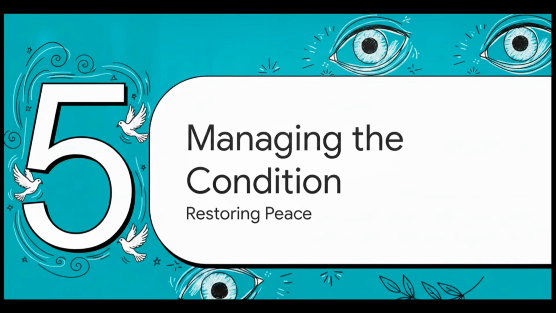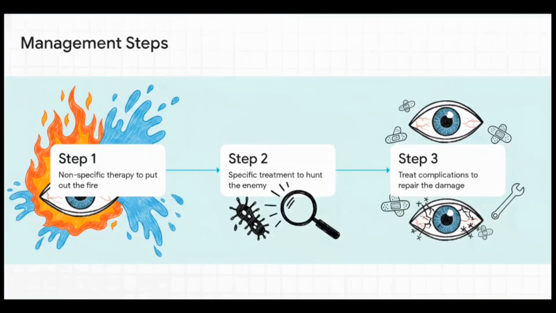Finally, part 5, managing the condition and restoring peace to the uvea. So having understood the pathology, how do we actually restore peace to the eye? Well, we follow a very clear 3-step clinical protocol. Step 1, non-specific therapy. You have to put out the raging fire first, regardless of what started it. Step 2, specific treatment. Once that fire is controlled, you hunt the underlying enemy. And step 3, treating the complications. You have to repair the structural damage left behind by the battle.